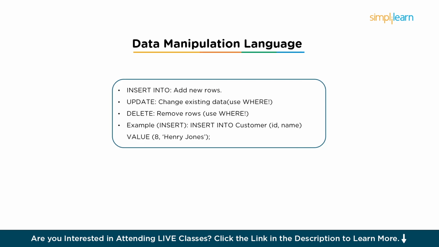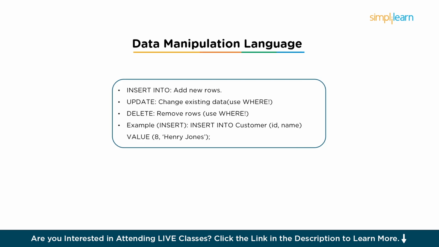The update statement is used for modifying existing data in one or more rows. This is incredibly powerful for correcting errors, reflecting changes in status, or updating information like a customer's email address or a product's price. However, it comes with a critical warning. You must always use a where clause with update to specify exactly which rows you want to change. Without it, you could inadvertently modify every single record in your table, leading to massive data corruption.